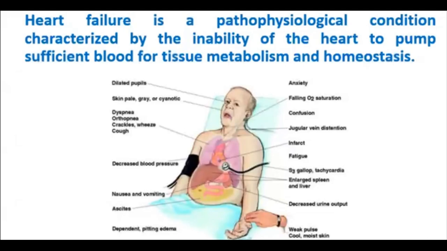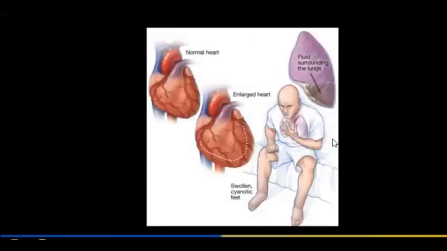Heart failure is a pathophysiological condition characterized by the inability of the heart to pump sufficient blood for tissue metabolism and homeostasis. It is a big problem, a very big stress for the organism. It changes not only the heartbeat and work of the heart, but also causes problems with breathing and excretion of urine, and other systems change too. Fluid surrounding the lungs results in specific symptoms.